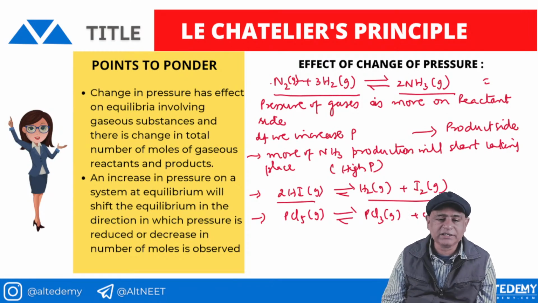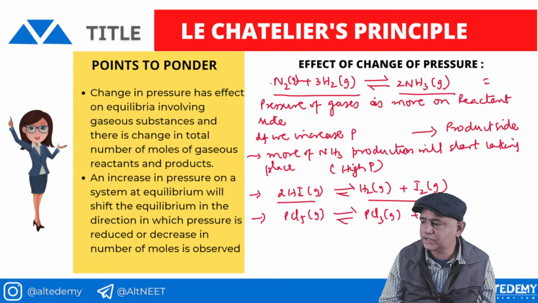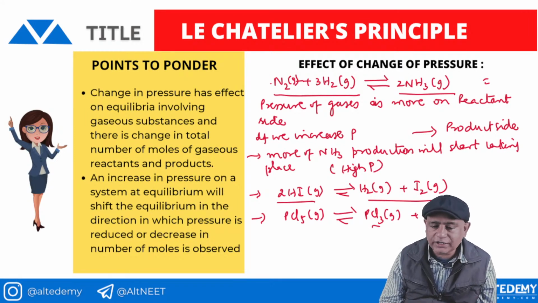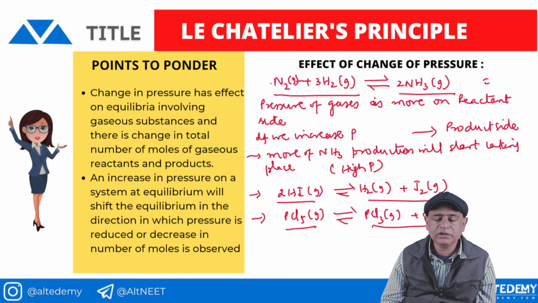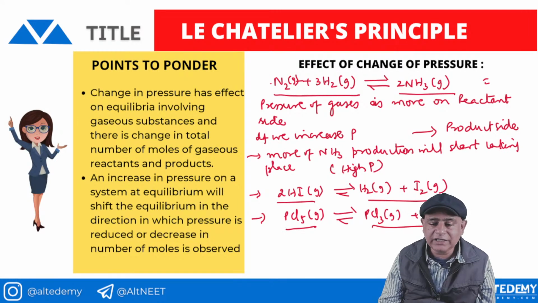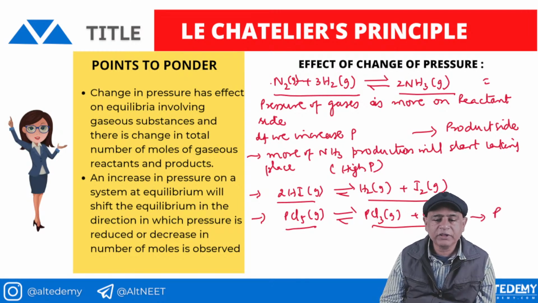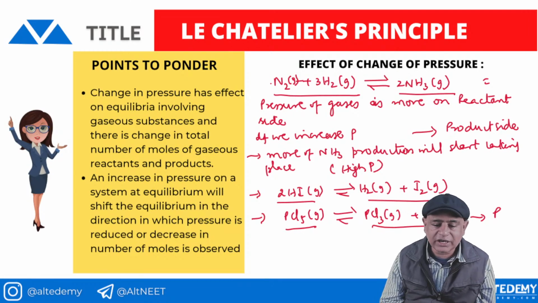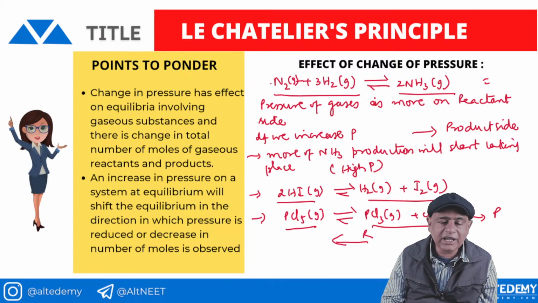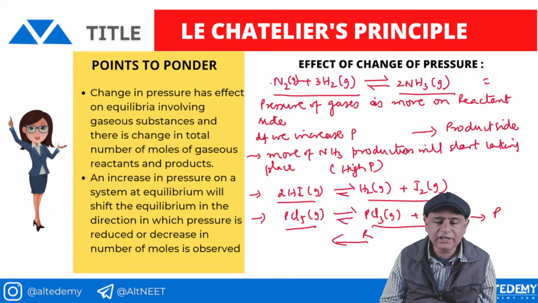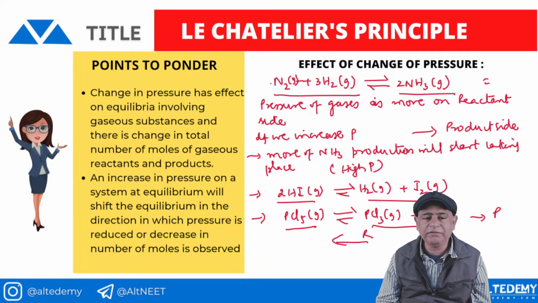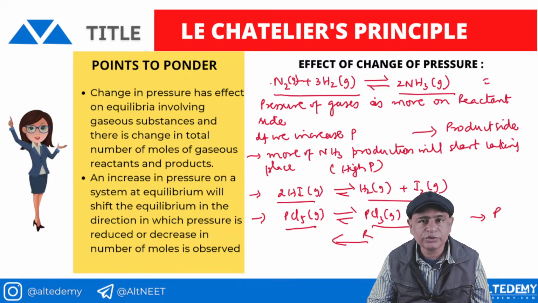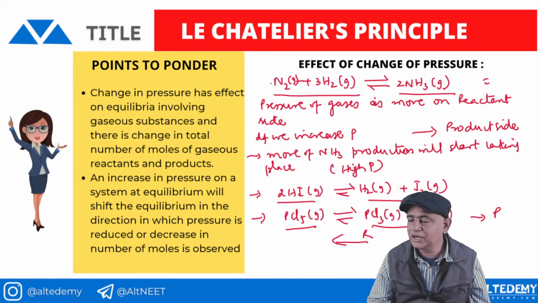Suppose we are taking another reaction, that is PCl5, all in gaseous state. Now on the product side here we can see there is more pressure. On the reactant side it is less pressure. If we are increasing pressure on this system, then obviously, as the reactant side has less pressure, the reaction will move towards the reactant side. And if the reaction moves towards the reactant side when we increase the pressure, more PCl5 will get produced. Less PCl3 and Cl2 will be produced.